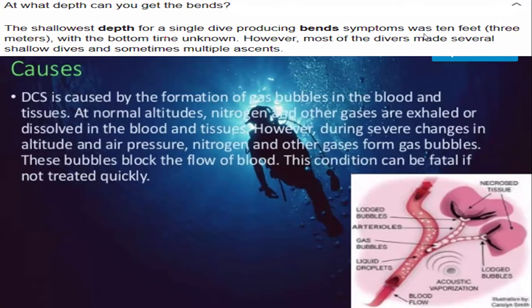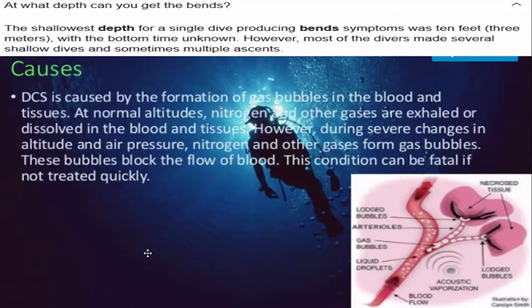The shallowest depth for a single dive producing bend symptoms was 10 feet, 3 meters, with the bottom time unknown. However, most of the divers made several shallow dives and sometimes multiple ascents. So, decompression sickness is caused by the formation of gas bubbles in the blood and tissues.